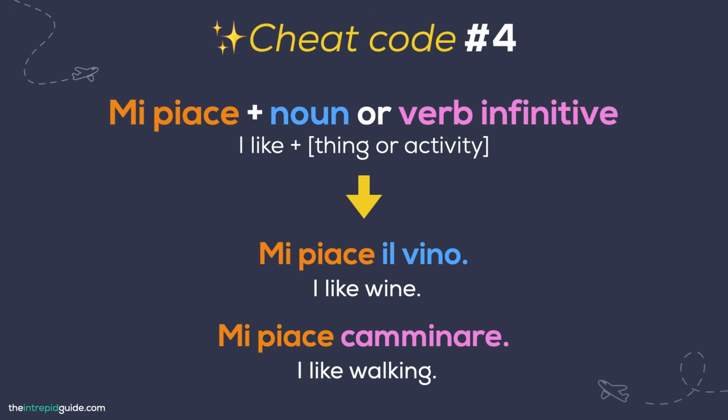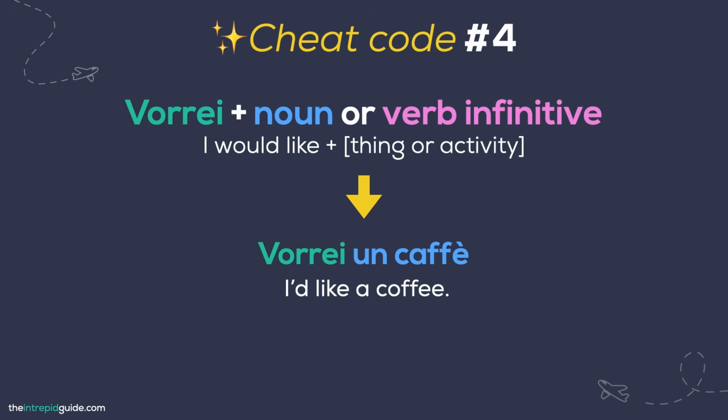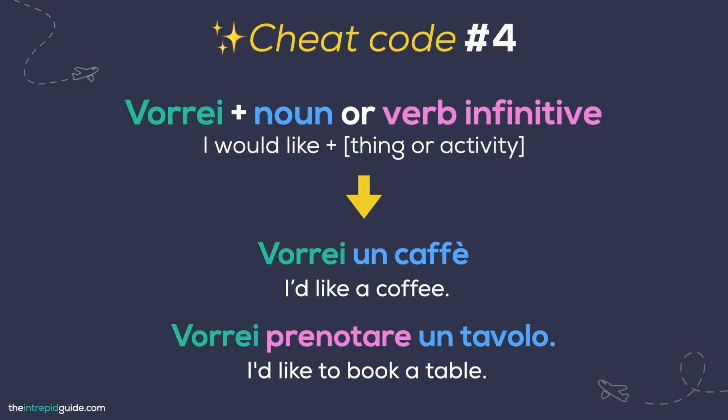Mi piace camminare. I like walking. The next framework is vorrei plus a noun or a full infinitive verb to say things like I would like plus a thing or an activity. For example, Vorrei un caffè. I'd like a coffee. Vorrei prenotare un tavolo. I'd like to book a table.